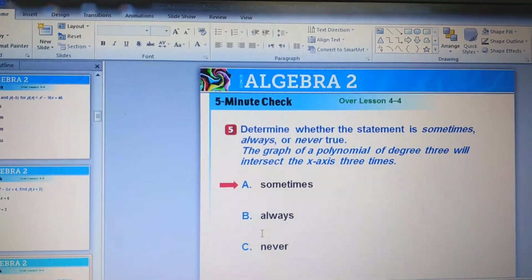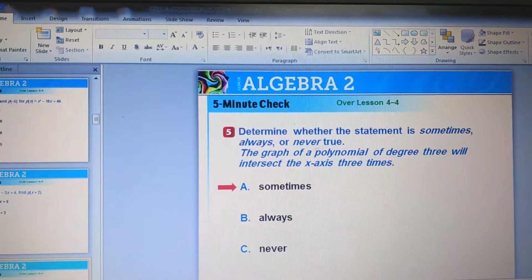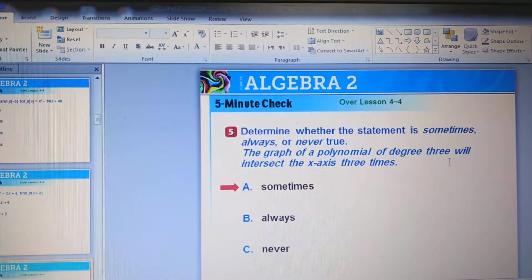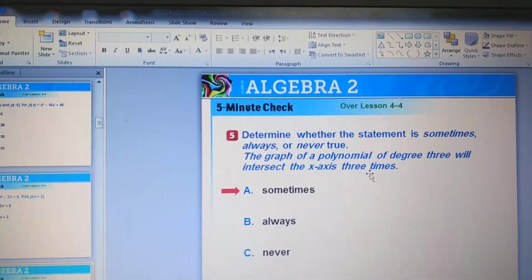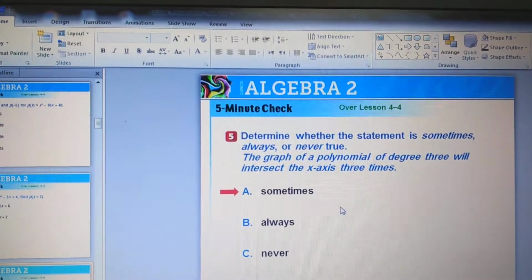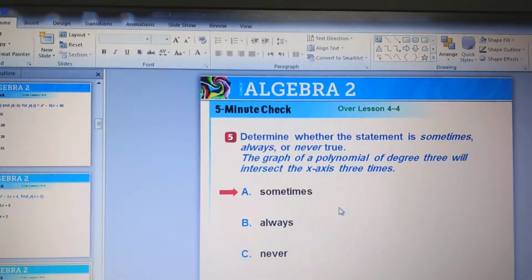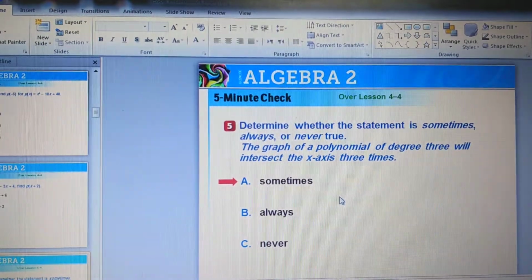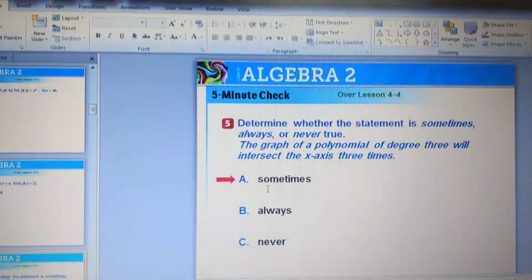Here the same. Determine whether the statement is sometimes, always, or never true. The graph of a polynomial of degree 3 will intersect the x-axis 3 times. Of course, when I have a polynomial of the third degree, I can have 3 solutions or less: 3 solutions, 2 solutions, 1 solution or no solution, and we know the solution is where the graph intersects the x-axis. Therefore, the answer here is sometimes.